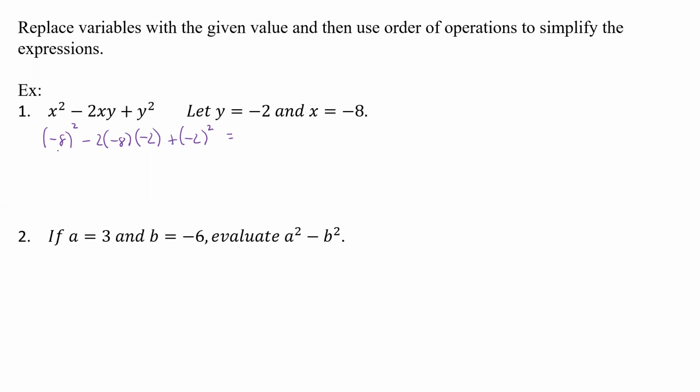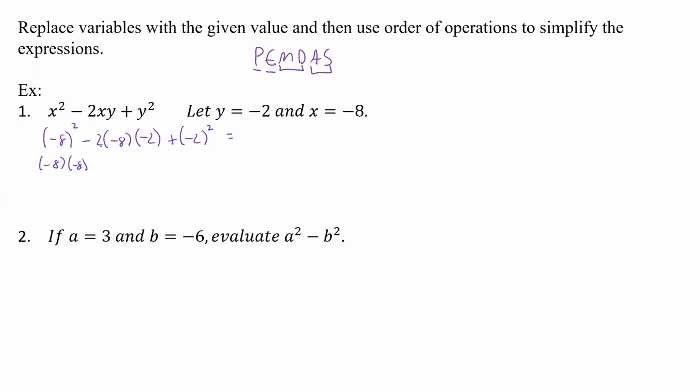So what do we have? Well, we have this part which is squared and this part is squared. And so those, because they're exponents, they kind of come first because remember, we're doing PEMDAS. So parentheses or other grouping symbols, exponents, multiply, divide, add, subtract, okay? So exponents first. So -8 times -8.